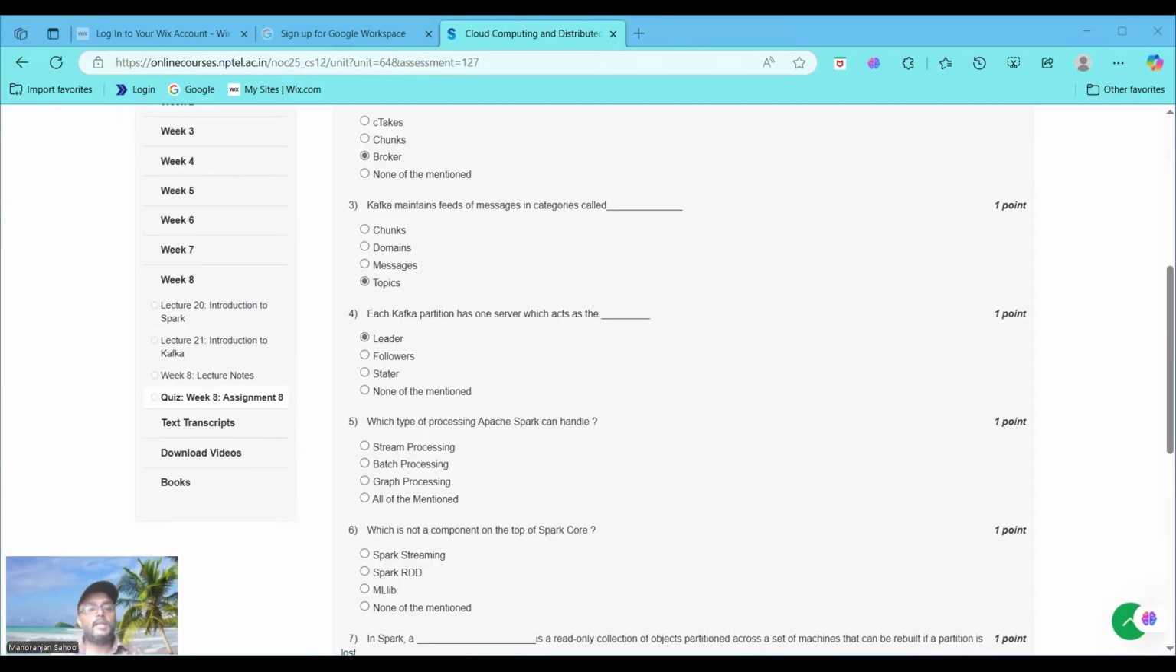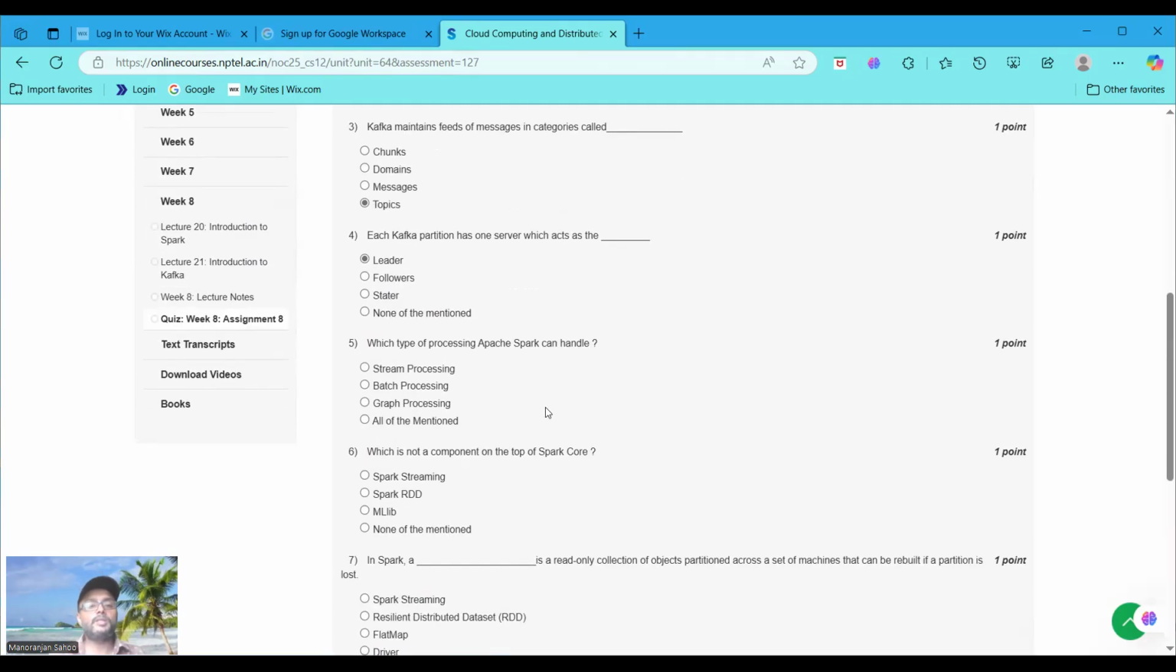In Kafka, each partition has one server acting as a leader, responsible for handling all read and write requests for that partition, while the other servers act as followers for replication. Why is B incorrect? Because followers replicate data but do not lead. C is also incorrect because it is not a Kafka term, and D is also incorrect. Leader is the defined term. So we choose option A as the appropriate option. Moving to question number 5.